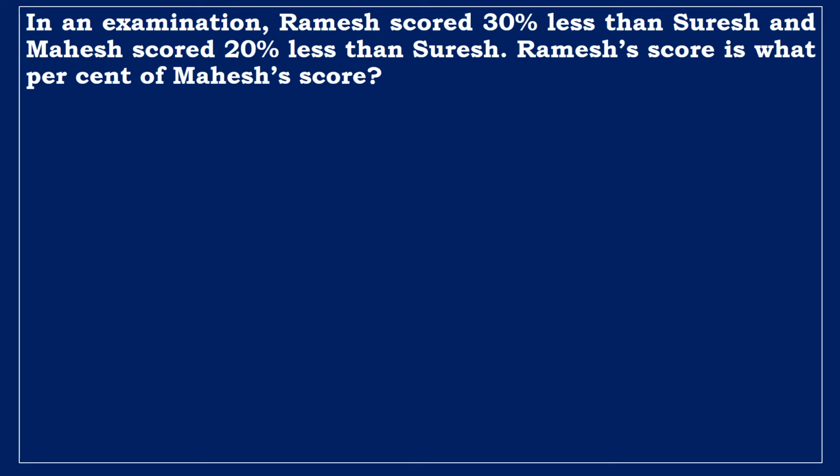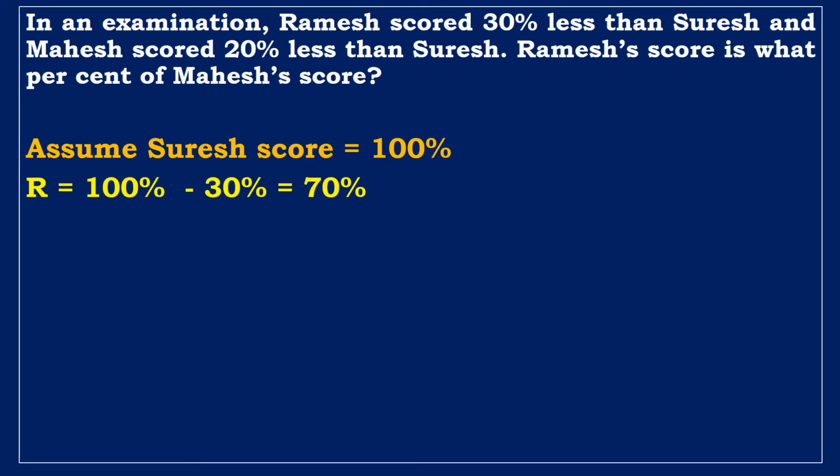Ramesh's score is what percent of Mahesh's score? Assume Suresh has 100% score. Ramesh's score is 30% less than Suresh's score. That is, 100% minus 30% is 70%. Mahesh's score is 20% less than Suresh's score. That is, 100% minus 20% equals 80%.